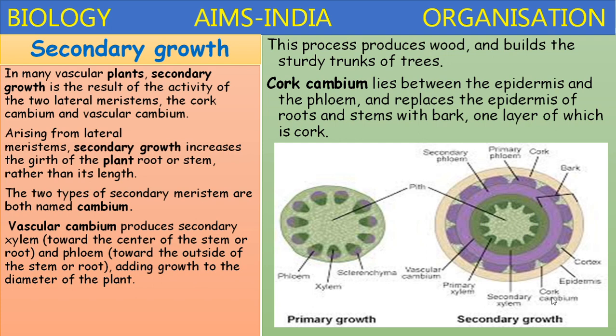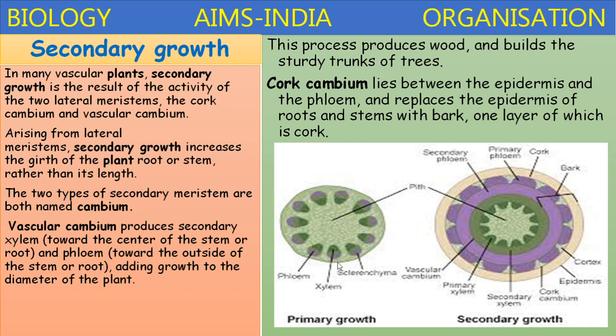Next, cork cambium. The cork cambium lies between the epidermis, the outer layer of root and stems, and the phloem. It replaces the epidermis of the roots and stems with bark, and one layer of which contains cork. This is the secondary growth.